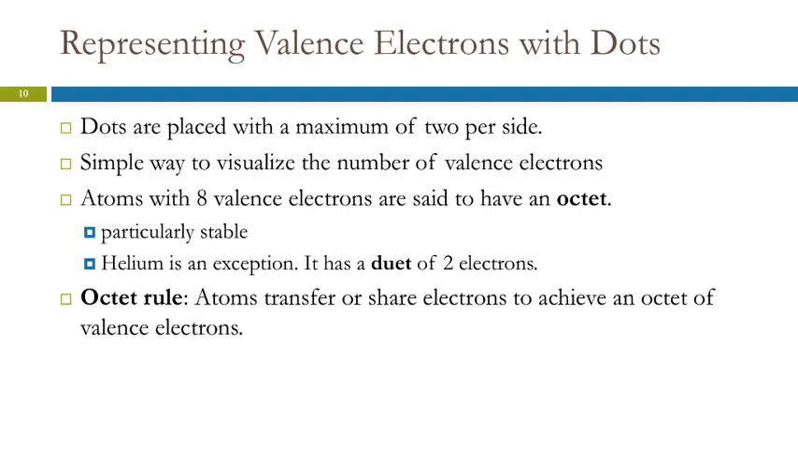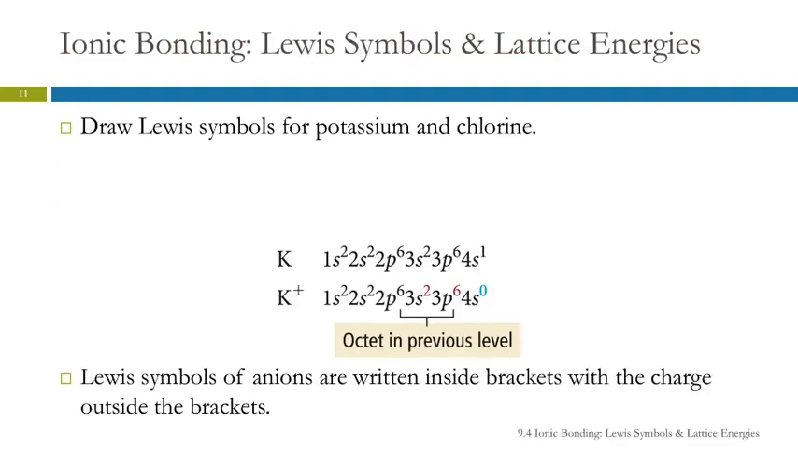And so we have what we call the octet rule, that atoms tend to transfer or share electrons to achieve an octet of valence electrons. So essentially, the atoms are trying to look like noble gases. They can't change their nuclei, but they can mess around with the electrons so that they look like a noble gas. And 8 is the magic number.